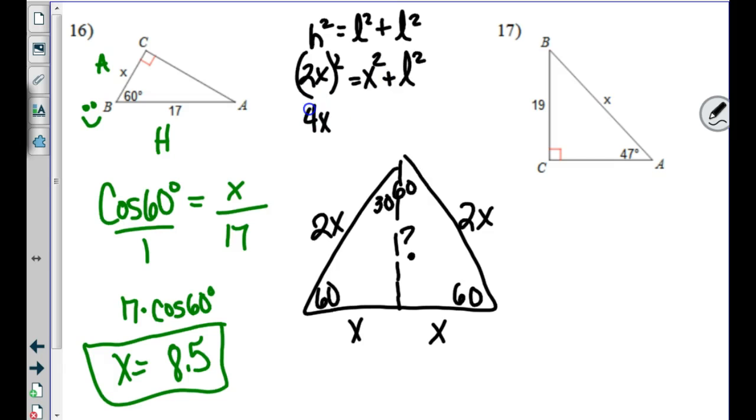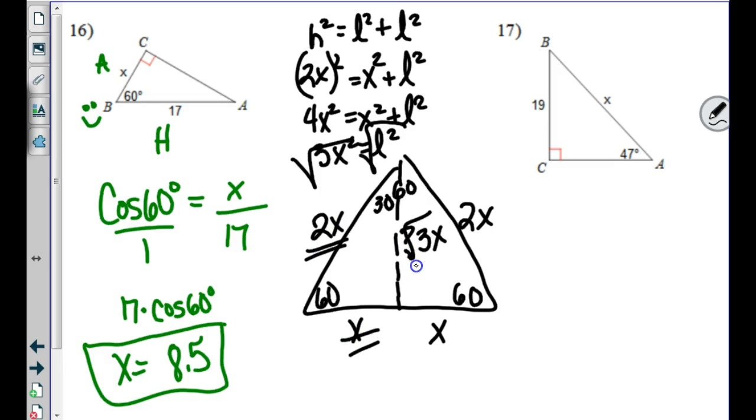Okay, this became 4x squared. This is an x squared. If I subtract 1x squared, I get what? 3x squared. How do I get that leg by itself? Square root. So I end up with square root of 3x squared. Do you remember this pattern? 2, 1, and square root of 3? Yes. So it's the square root of 3, but the x is not in the radical. I didn't write it very well. We usually write x square root of 3.